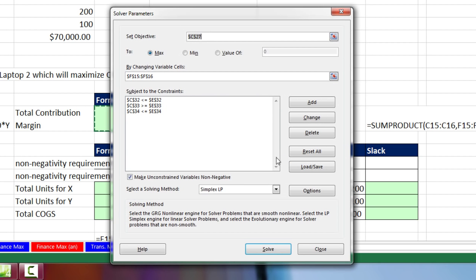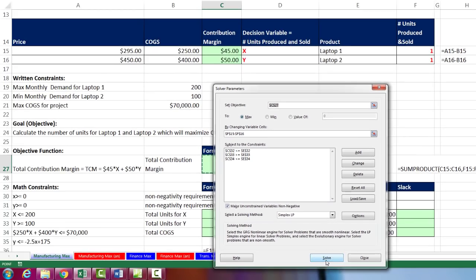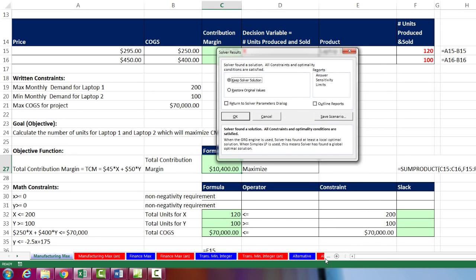It doesn't cancel the actual constraints. They're already in there. And so there it is, the objective function. We're going to max the decision variables. There's our constraints. There's the non-negativity constraint, linear programming. Now I'm going to click Solve.